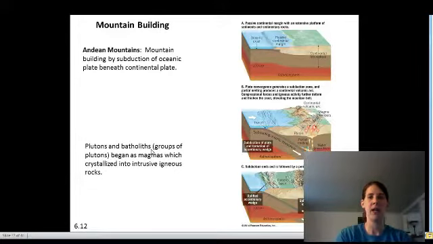Plutons and batholiths. Batholiths are just a collection of plutons. They begin as magma, which crystallizes into intrusive igneous rocks without ever breaking through the surface. So these come up into the mountain range and crystallize before they ever reach air.